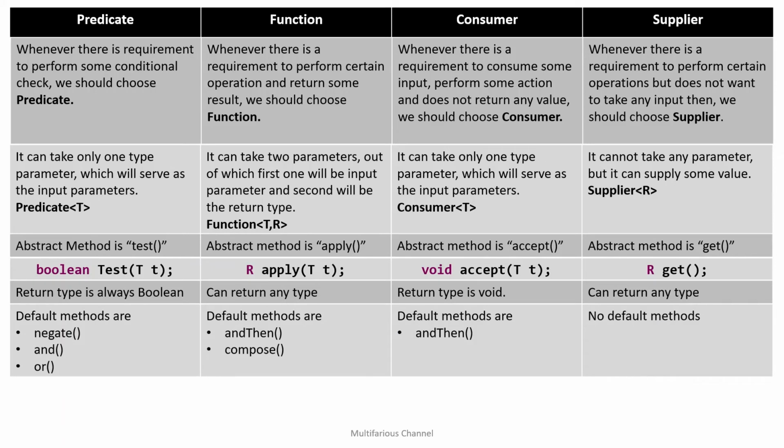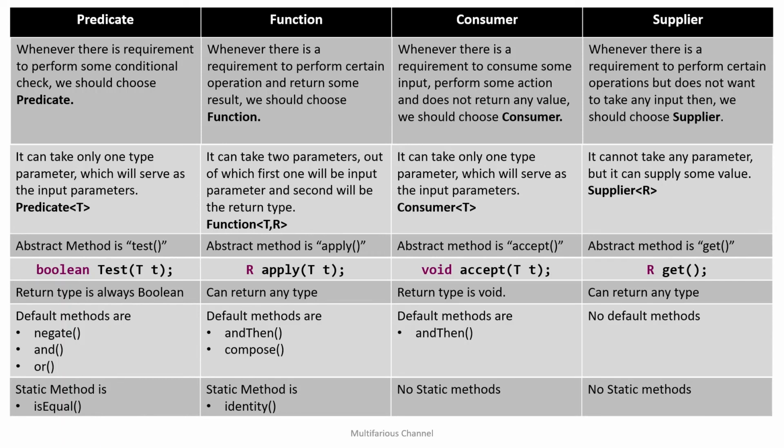The default methods that are present inside a predicate are negate, and, or. Then for a function, the default methods are andThen and compose. For a consumer, the default method is andThen, and for a supplier, there are no default methods. The static method that is present in predicate is isEqual. The static method that is present in function is identity, while there are no static methods in consumer and there are no static methods in the supplier.